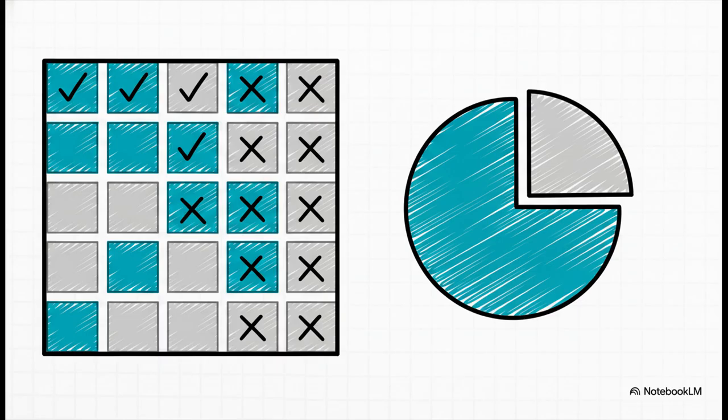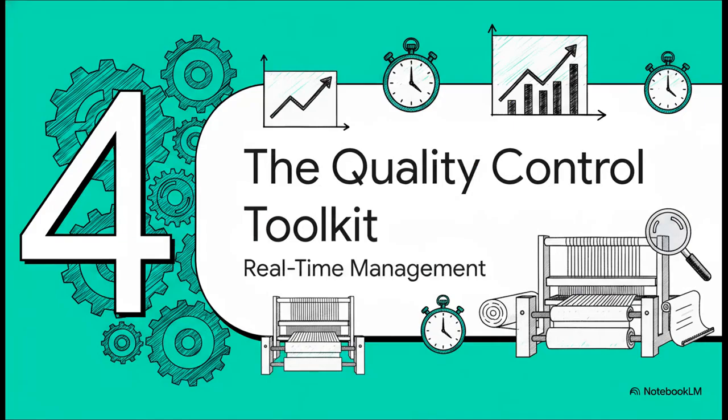All of a sudden, this isn't just a list of flaws, it's a real performance metric you can take to your boss or a client. Okay, so now that we know how to organize and really understand our data, it's time to pull out the big guns. Let's talk about the main tools engineers use to actively manage and control quality as it's happening.